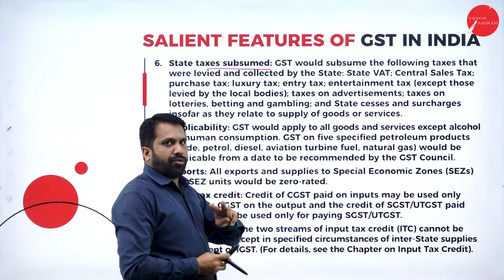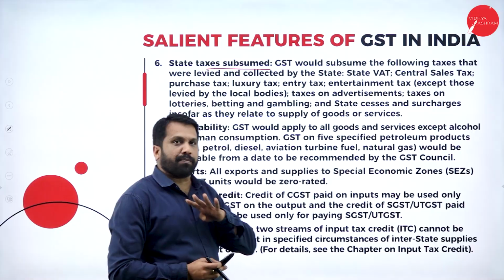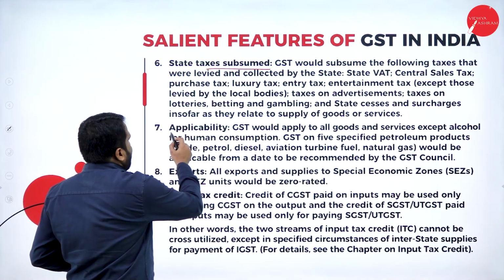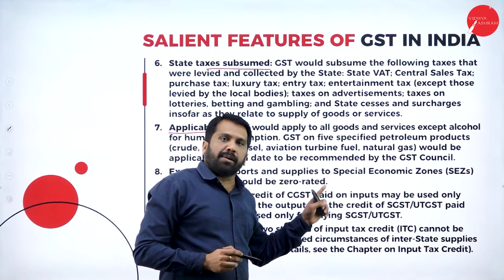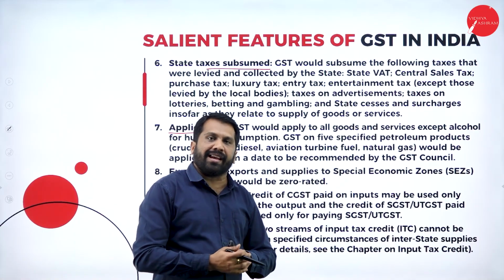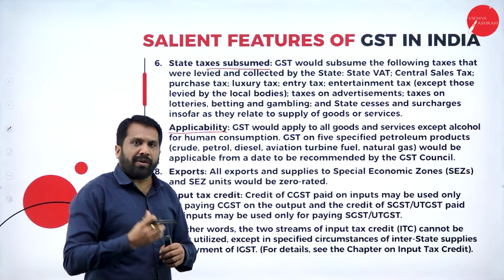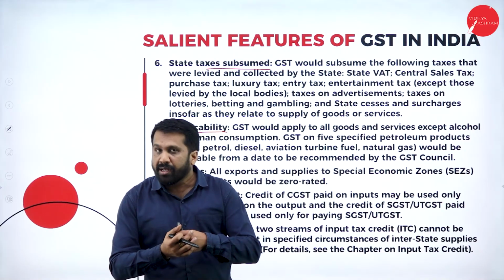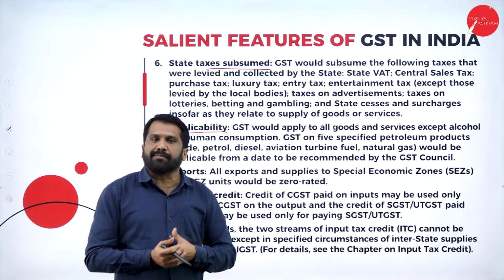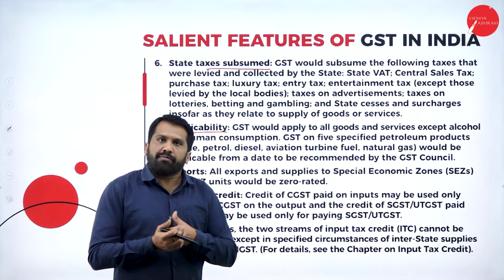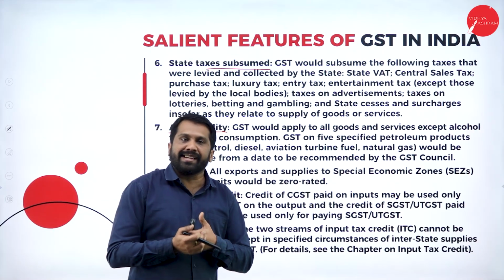If they ask you for 2 marks, the salient features of GST, you have to write any 4 points. Then applicability: it is applicable for all kinds of people and all products, though a few products are exempted. As I told you, egg comes under GST exemption, vegetable comes under GST exemption, milk comes under GST exemption. Some khadi products also come under GST exemption. Products used for scientific research purposes are also exempted.